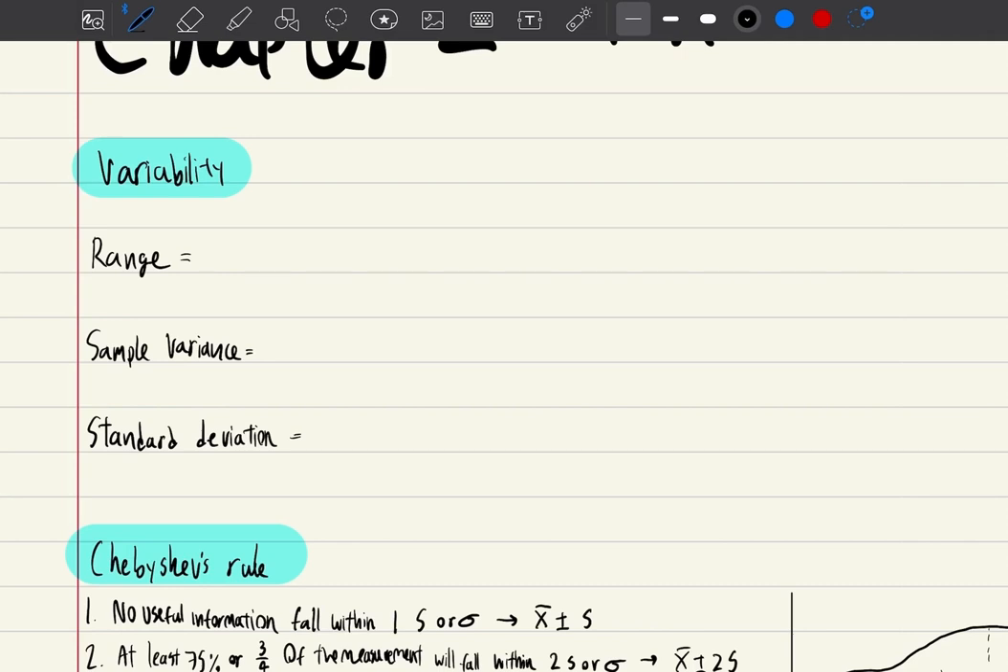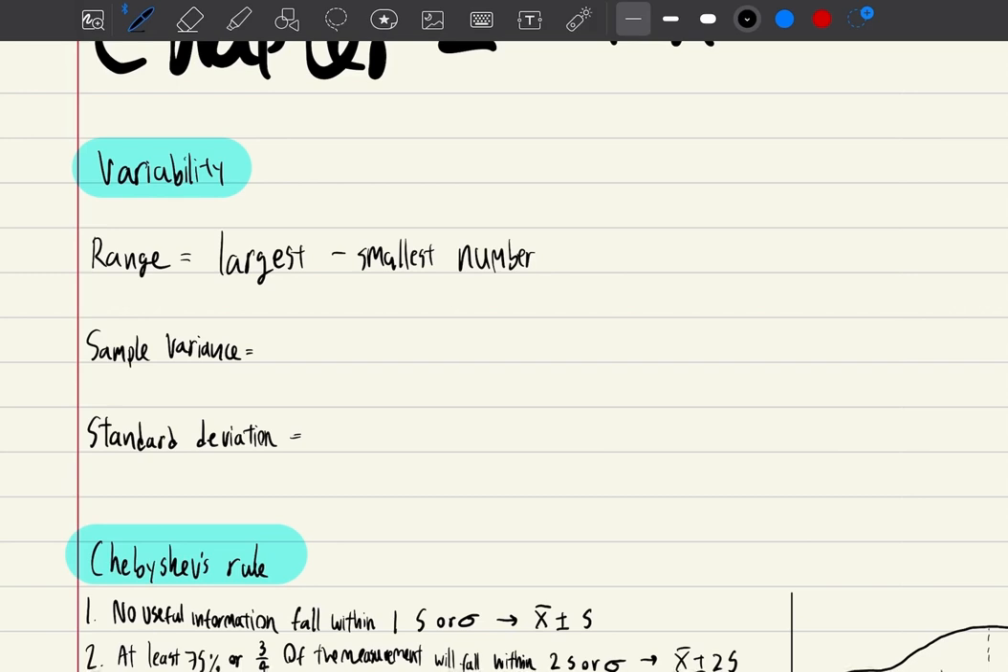To measure the variability, we're gonna use range, sample variance, and standard deviation. Let's start with the range. The range is the largest number minus the smallest number, and you will get the range within the data.